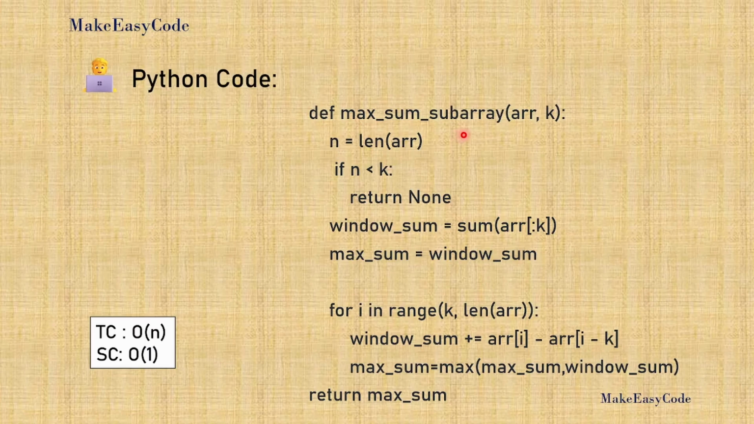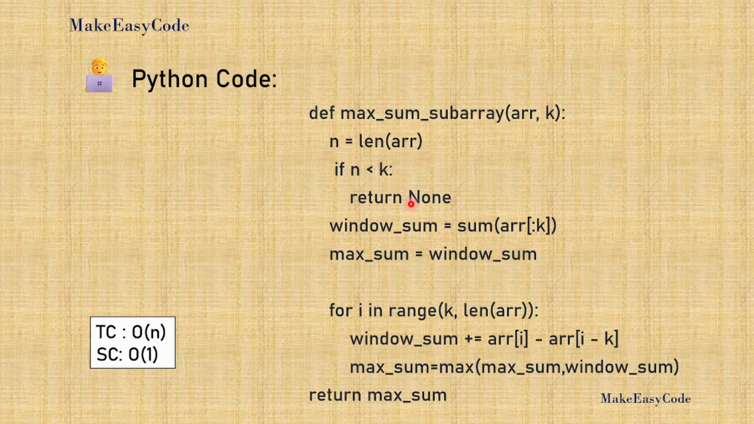Here we defined our function called maxSumSubarray that takes two inputs, an array and a number k, which is the size of the subarray we are looking for. First, we calculate the length of the array and store it in n. Then we check if the array length is less than k. If yes, that means we can't form any subarray of size k, so we just return None here.